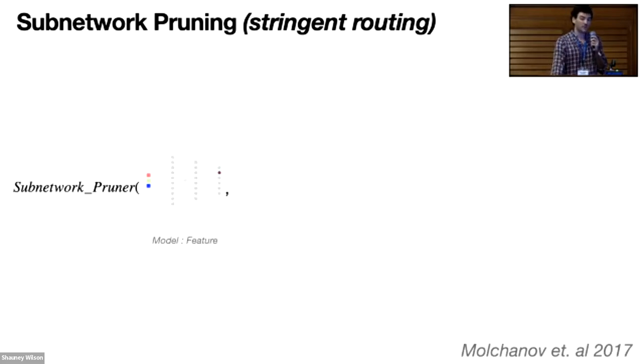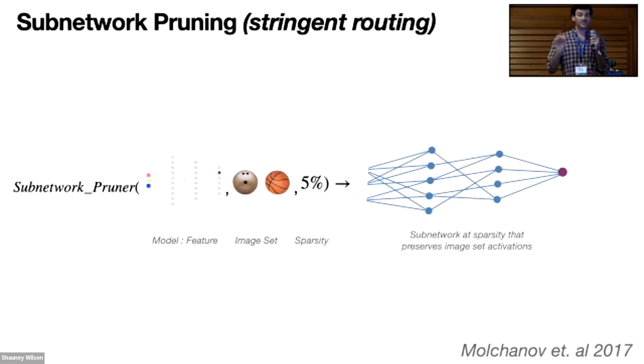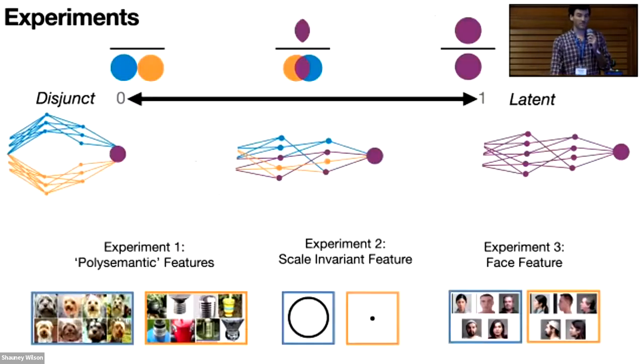And what it does is take in a model and a feature, it takes in an image set, and it takes in a sparsity level, how many edges you're allowed to preserve in the subnetwork. And what it's going to output is a subnetwork at that sparsity level that preserves the feature's responses to that image set.